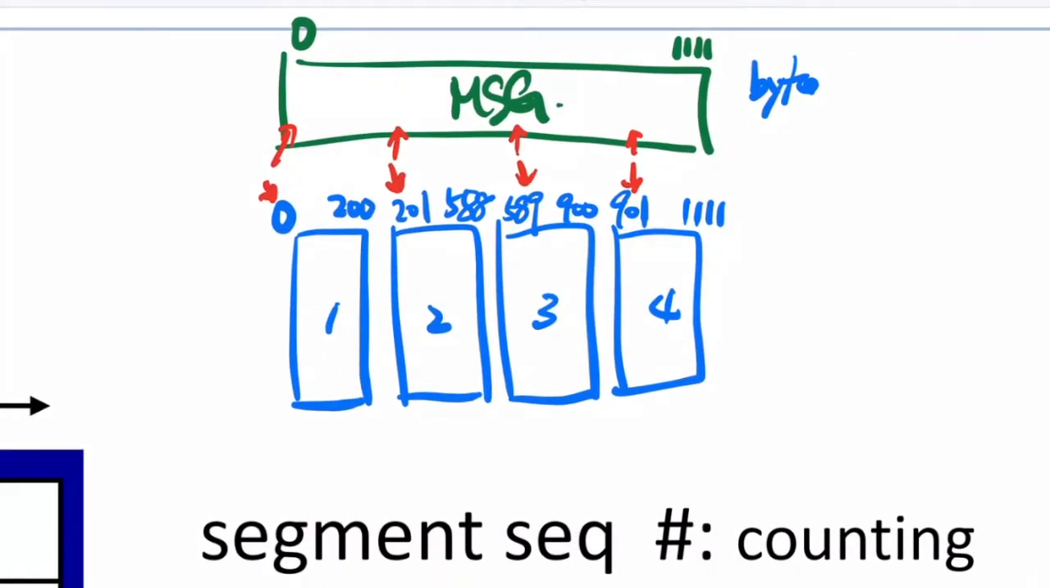When layer 7 sends a message, for example, to layer 4, the layer 4 program will segment those messages. For example, in this example, we segment the entire message into 4 segments, and the corresponding bytes are shown right there. So the first segment, okay, starts from byte 0 to byte 200, and the next one is 201 to 588, okay, and so on and so forth.